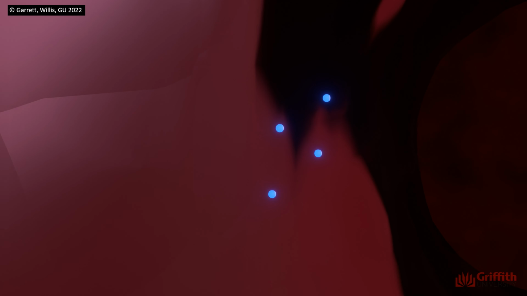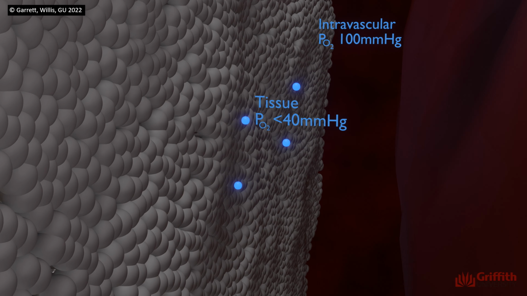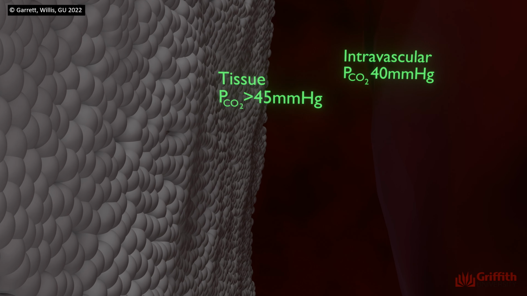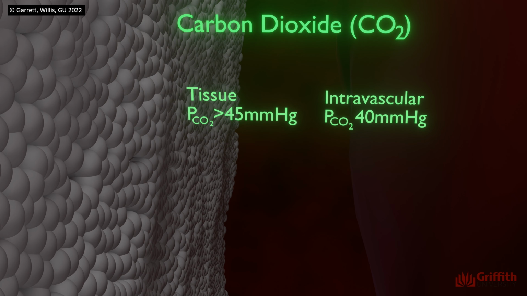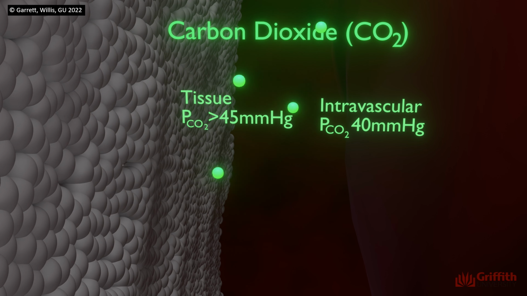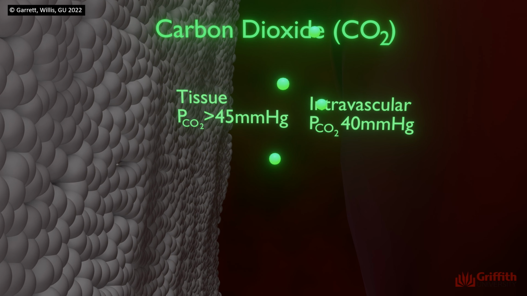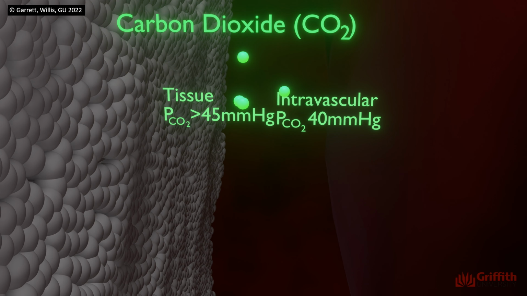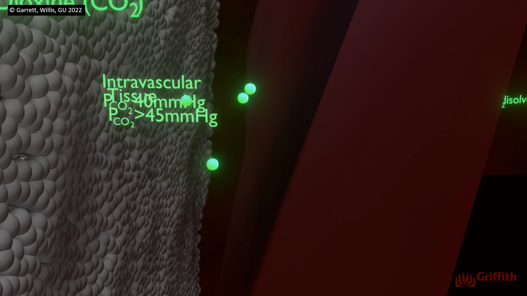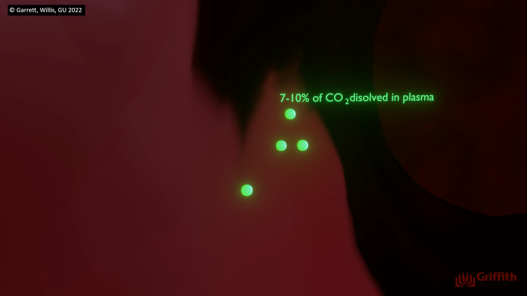The blood in capillaries arriving at the tissues has a partial pressure of oxygen of 100 millimeters of mercury, while the partial pressure of oxygen in the tissues is less than 40 millimeters of mercury. Therefore, oxygen dissociates from hemoglobin and diffuses into the tissues. As tissues metabolize glucose and use oxygen, they release carbon dioxide, increasing the partial pressure of carbon dioxide in the tissues to greater than 45 millimeters of mercury. The blood in the capillaries nearby has a partial pressure of carbon dioxide of 40 millimeters of mercury. Therefore, carbon dioxide diffuses from the tissues and into the blood.